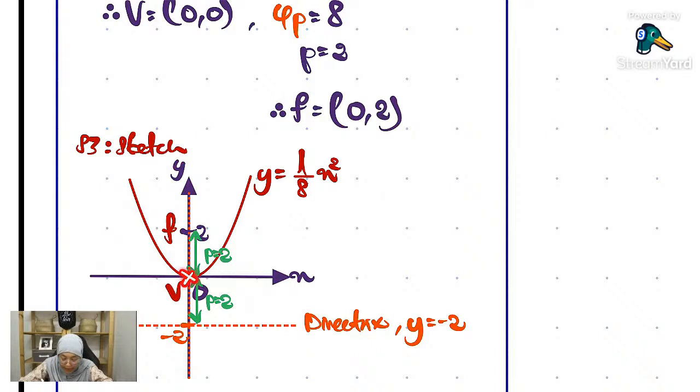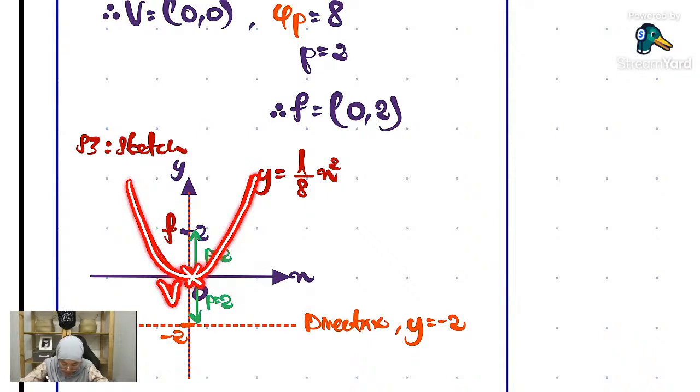Sketch apa yang ada. Yang setakat mana you dapat. You ada apa? You ada vertex. You keluarkan vertex dulu. You tak tahu foci, it's okay. You tak tahu dari fokus lagi, tidak apa. You lukis dulu senyum. We know that it's senyum.